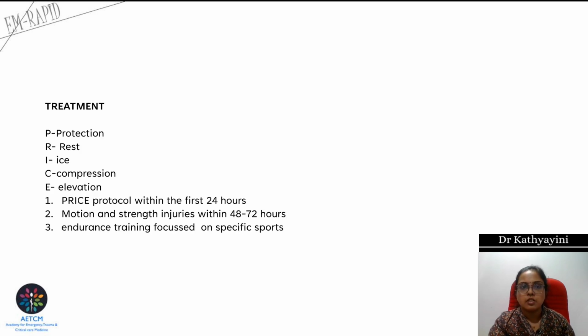So treatment is based on the PRICE protocol. That is, we have to provide protection, rest, ice, compression and elevation. In the initial 24 hours, we have to provide these things. Then motion and strengthening exercises should be started within 48 to 72 hours. After that, post 72 hours, endurance training focused on specific sports should be started.